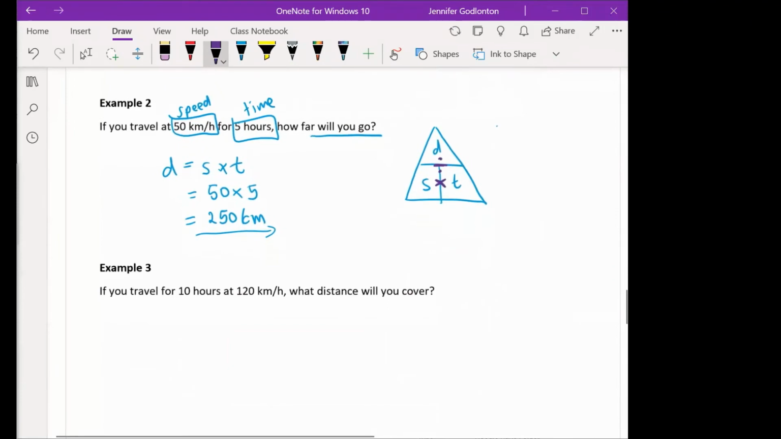Okay, can you try example 3 for me? If you travel for 10 hours at 120 kilometers per hour, what distance will you cover? Will the answer be 1,200? Sounding good.